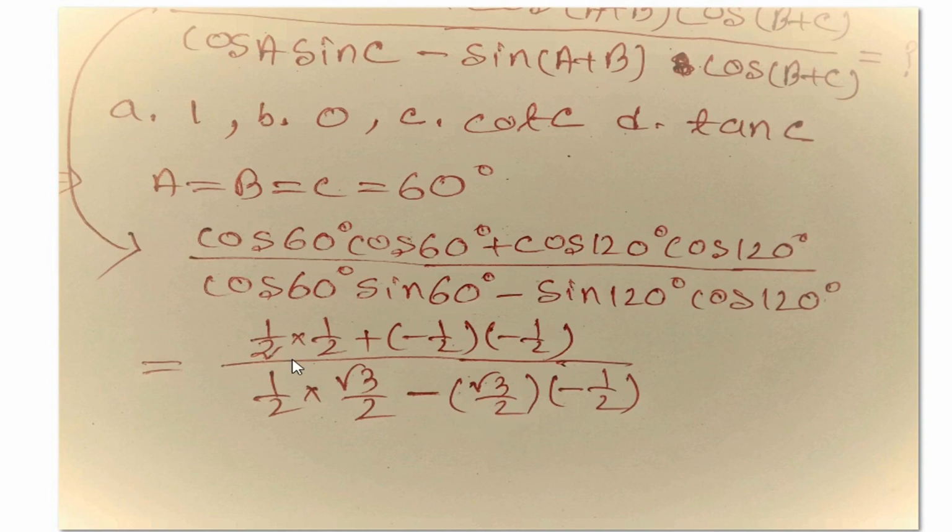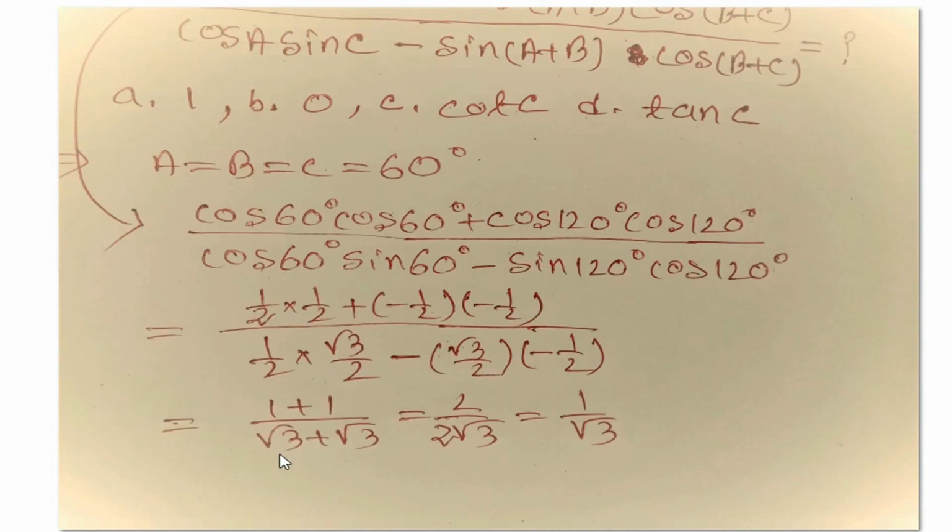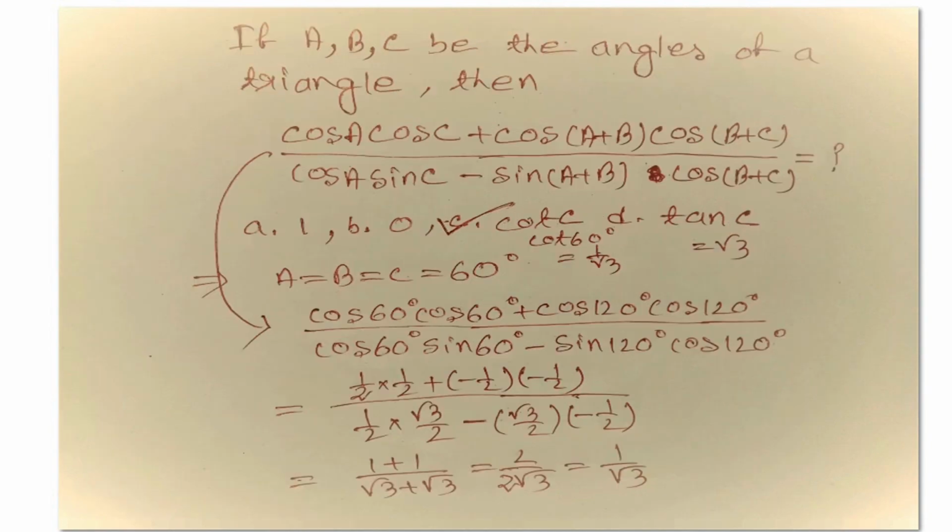Now everything is over 2, so we will not consider the 2. So we will get 1 cross 1 is 1, minus 1 cross minus 1 is 1, and here 1 cross root 3 is root 3, and root 3 cross 1 is root 3, and minus minus is plus. So 2 over 2 root 3 is 1 over root 3. Now we get 1 over root 3, and we will put A, B and C in the options.